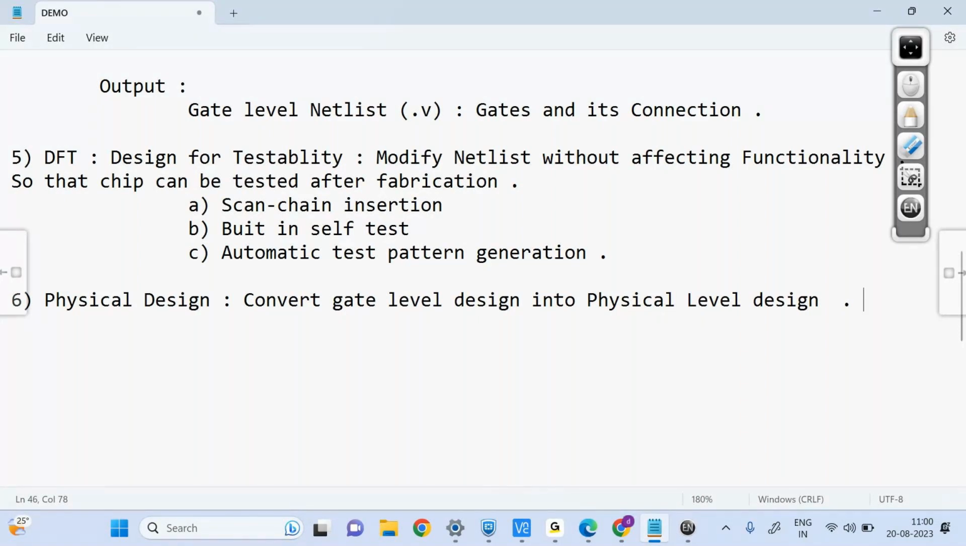Right? This is physical design. So what is physical design? What do we do in physical design? To do physical design, what information do we need? Prerequisites are required. We'll discuss all those things after a break.